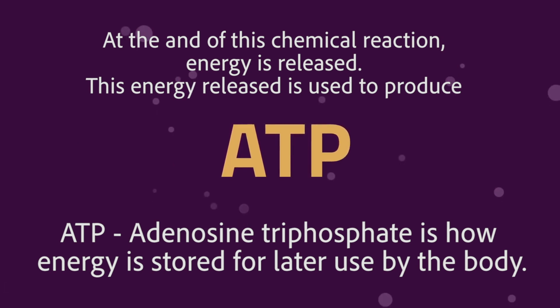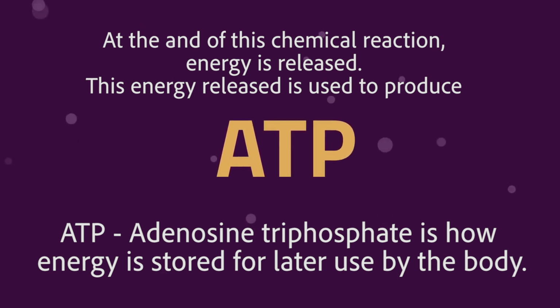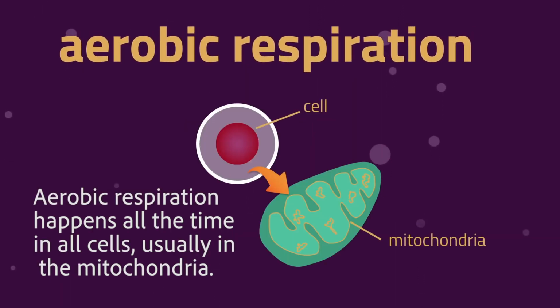The energy that is released in this process is used for producing ATP. Adenosine triphosphate is how the energy is stored for later use by the body. Aerobic respiration happens all the time in all cells, usually in the mitochondria of the cells.